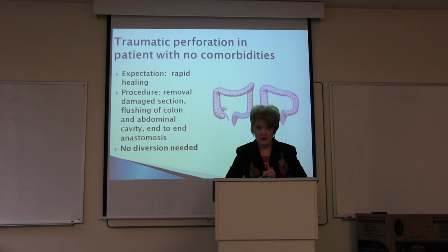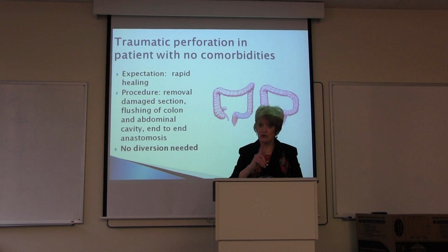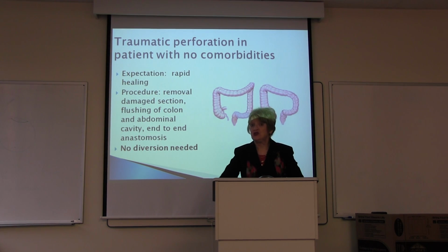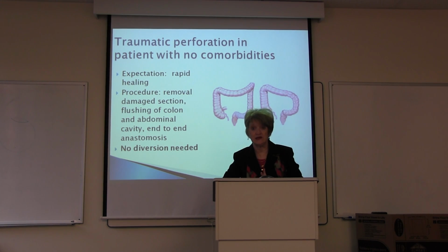So if you have a patient in whom normal healing is expected, and they have a perforation in the colon, the standard of care in 2013 is to remove the damaged section, flush the colon, do the anastomosis, flush the abdominal cavity, close the abdomen. That's what would happen to you or me. But what if you have a patient where normal healing cannot be expected, where you're almost positive there will be delayed healing? Let me give you an example.